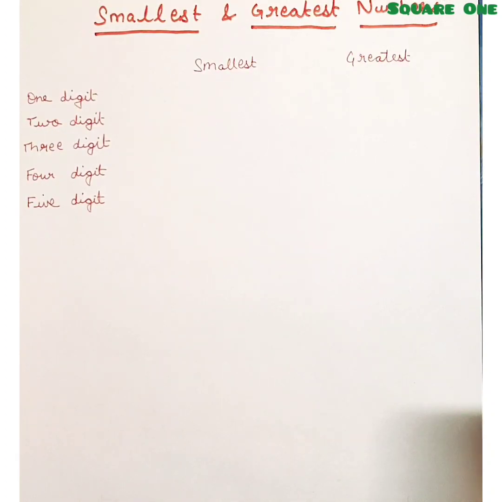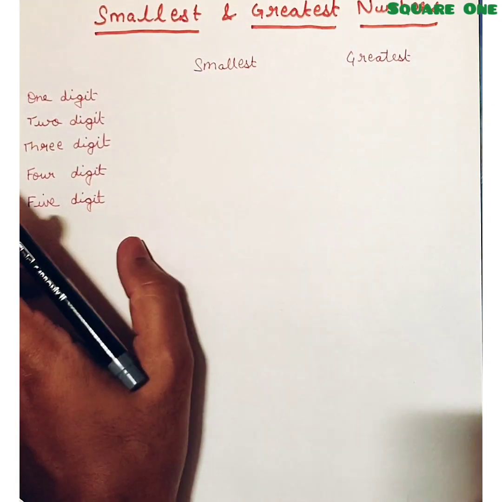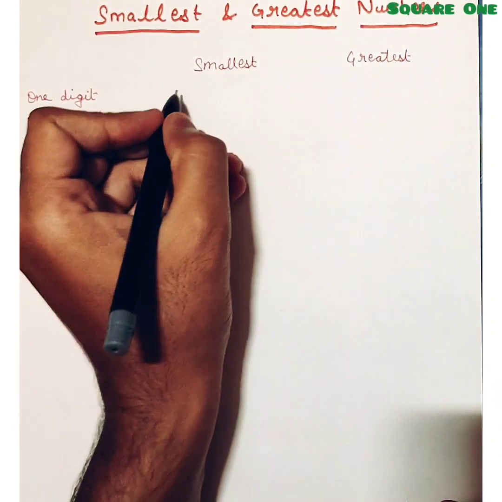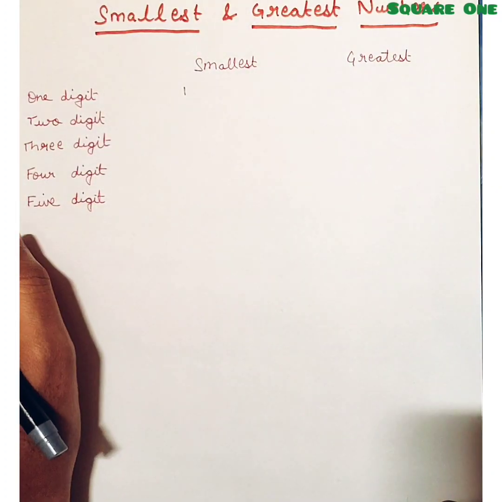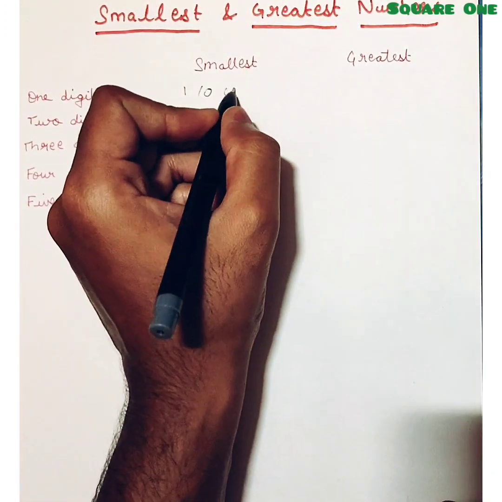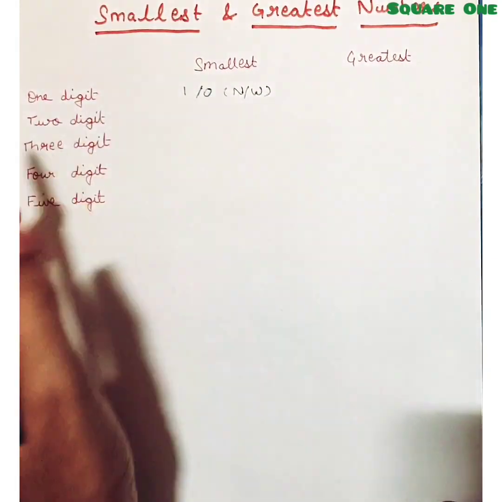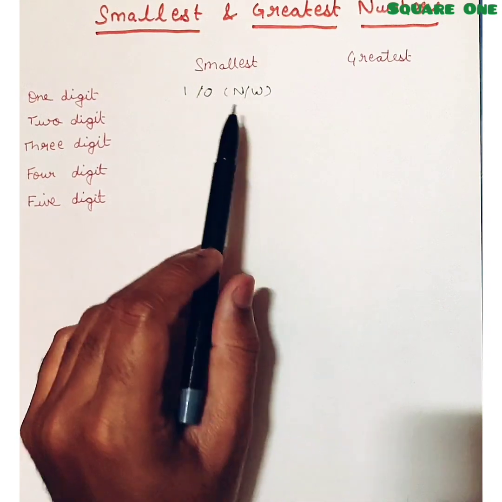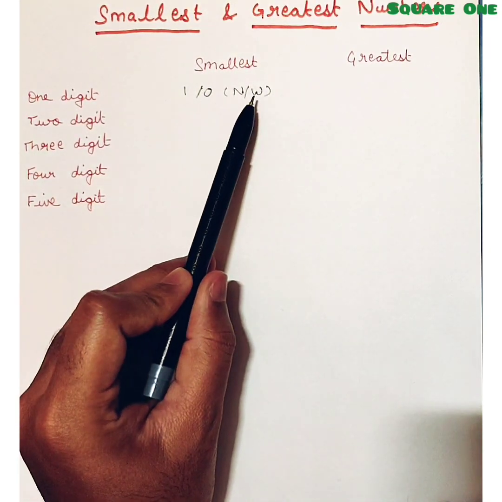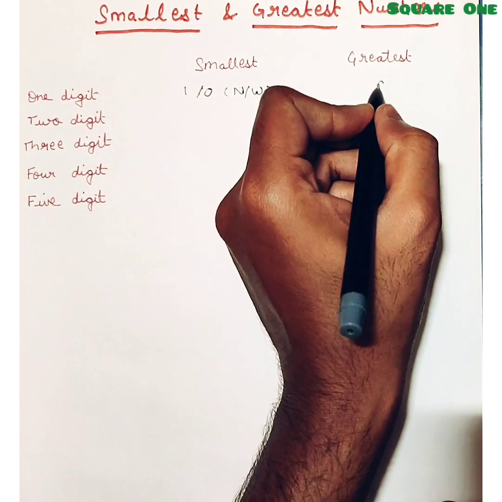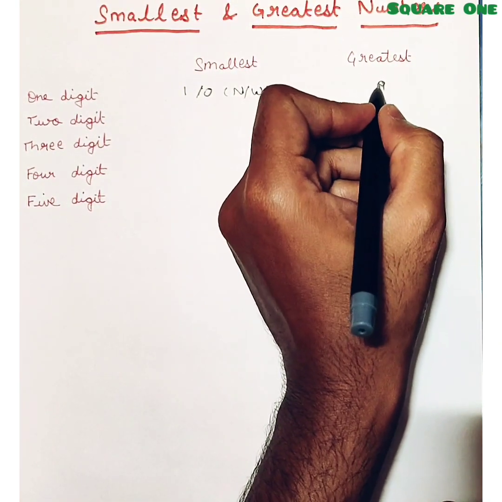Now the first topic that we are going to study in this lecture is the smallest and greatest numbers. I have made this chart. Now let us see the smallest and greatest numbers. Smallest one-digit number is 1 if we talk about the natural numbers, and it is 0 if we talk about the whole numbers. So the smallest one-digit number depends on whether we are talking about the natural numbers or the whole numbers. The smallest one-digit natural number is 1 and the smallest one-digit whole number is 0. Greatest one-digit number is 9.